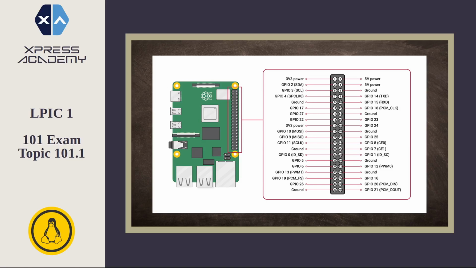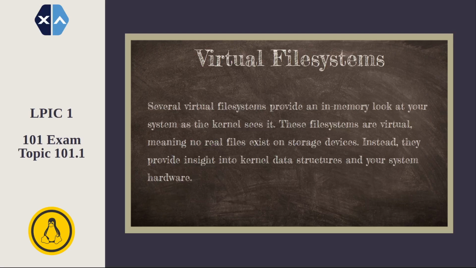a fan. Now that we talked about BIOS, firmwares, hardware components, and connection types, let's talk about virtual files for hardware and system information. Several virtual file systems provide an in-memory look at your system as the kernel sees them. These file systems are virtual, meaning no real files exist on storage devices. Instead, they provide an insight into kernel data structure and your system hardware.